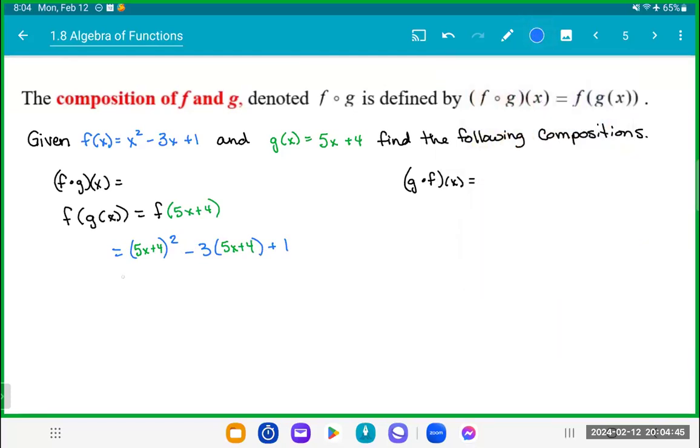So this gives me 25x squared plus 40x plus 16 minus 15x minus 12 plus 1. And when we simplify this down, we get 25x squared plus 25x plus 5. So that composition of that function is 25x squared plus 25x plus 5.